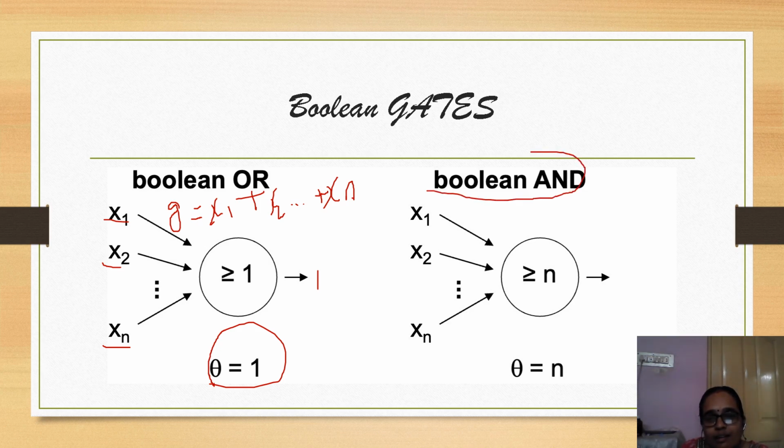Coming to the Boolean AND, we know that all the values should be 1. If you are adding x1 plus x2 up to xn, the total value should be n. Then only it will give the answer as 1. So the theta value is designed as n. Based on our Boolean gate, we should just set the theta value. In the Boolean OR, theta value 1 is enough, because any one input gives the answer 1. In case of Boolean AND, all the values should be 1. So if you are having n number of inputs, the theta should be n.